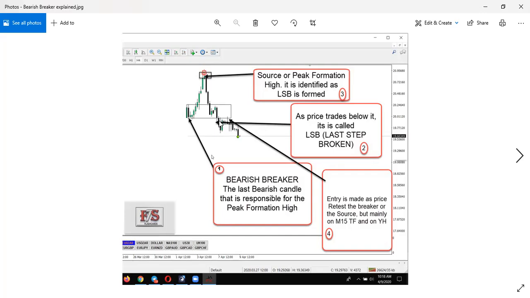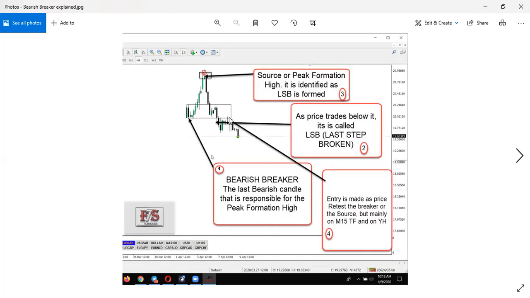As price trades below the breaker, it is validated. What is it called? LSB, which means last step broken. That means validation as price trades below the breaker. Just like when we have a break in market structure, you know market structure: as price trades below the structure, like a higher high making a lower high, a lower low, as price does a retest. So as price trades below the breaker, it is called LSB, last step broken.